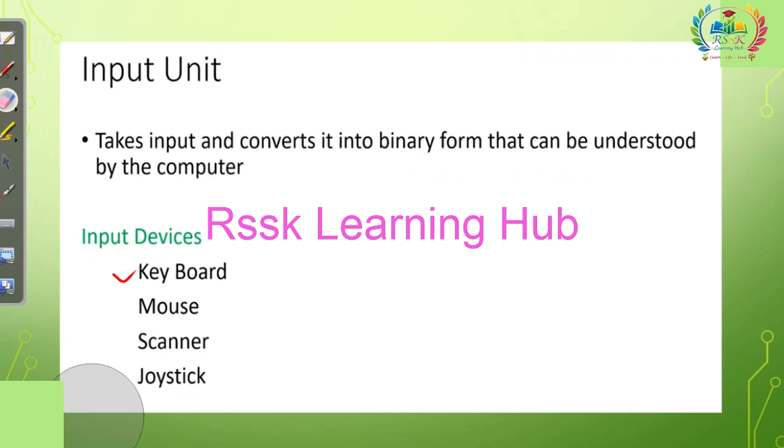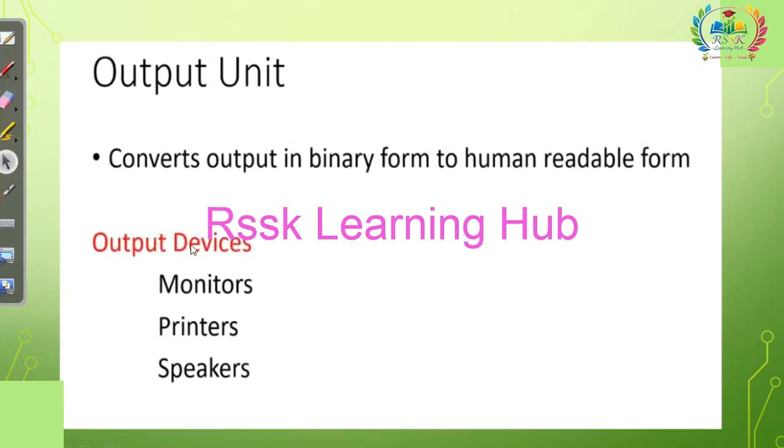Next, moving to your second part. What is the second part? Output unit. It converts output in binary form to human readable form. So what are the output devices? Monitor, printer and speaker. These three are the output devices.